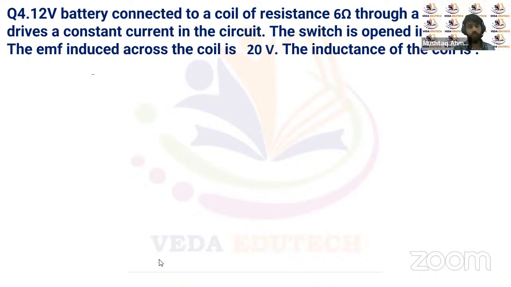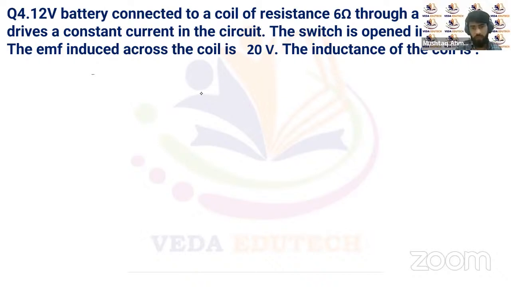So question number 4 says that a 12-volt battery is connected to a coil of resistance 6 ohm through a switch and drives a constant current in the circuit. The switch is opened in 1 millisecond. The EMF induced across the coil is 20 volt. The inductance of the coil is? So we have to find the self-inductance of this coil.